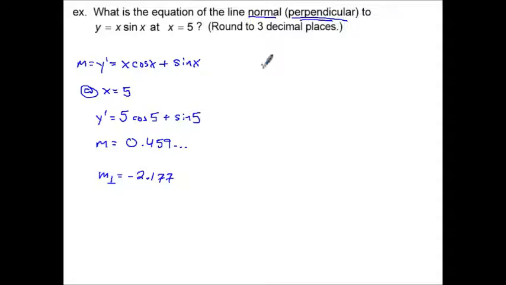Now, of course, we need to get the point, so I'm going to go back to my original y equals, plugging in my 5 into here gives me 5 times the sine of 5. Again, very messy as I punch this in, but I get a y value of roughly negative 4.795. Alright, so I have a point: very nice 5, very messy negative 4.795.